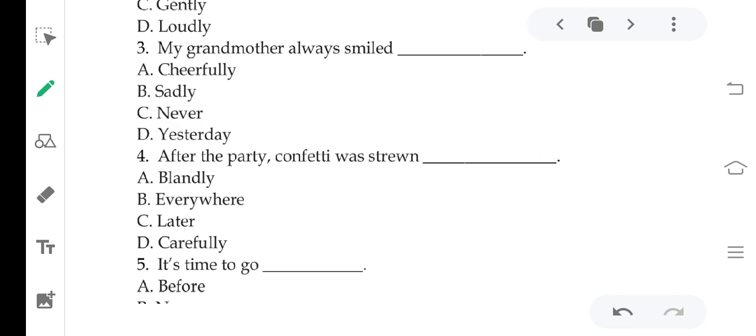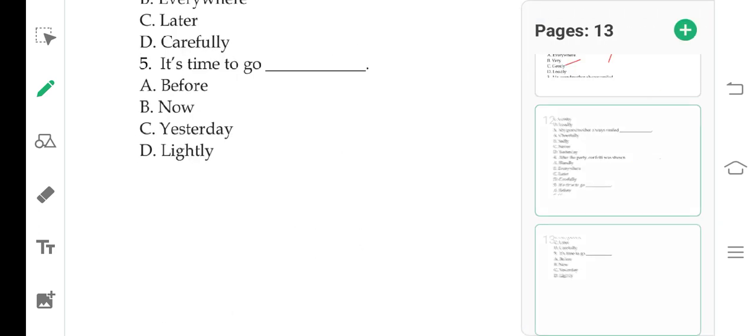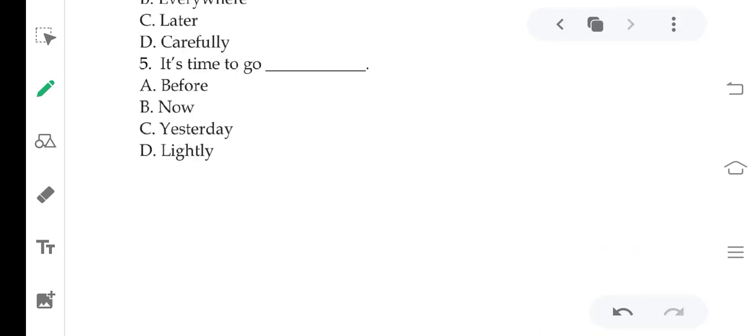Fourth question, at the party, confetti was strewn: blandly, everywhere, later, and carefully. What's the right answer? Everywhere is the right answer. So fifth question, it is time to go: before, now, yesterday, lightly. So what's the right answer? Now is the right answer.